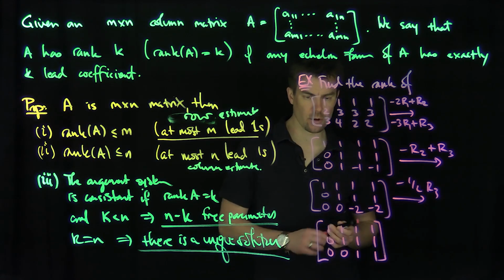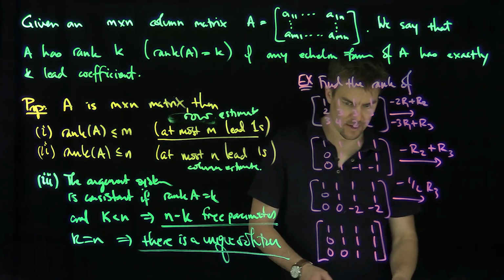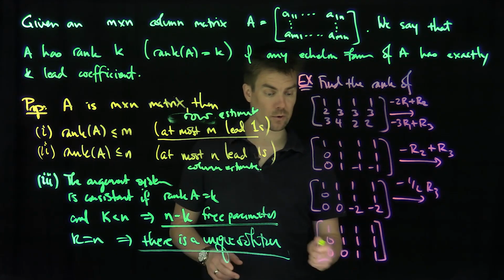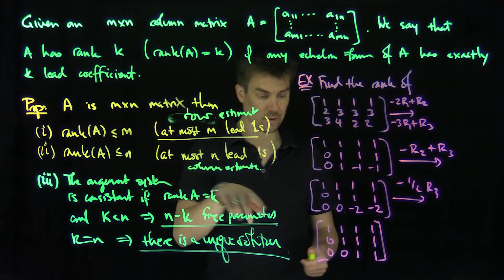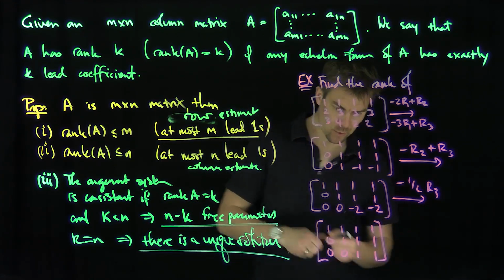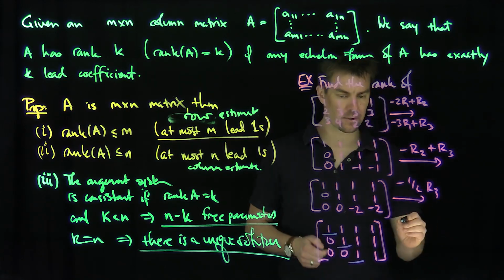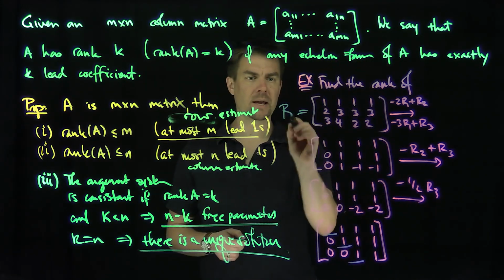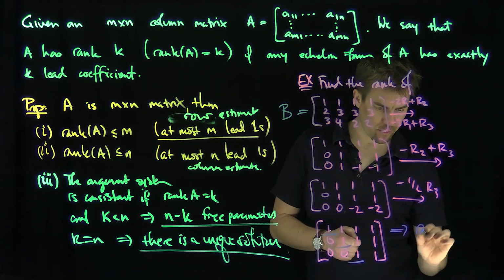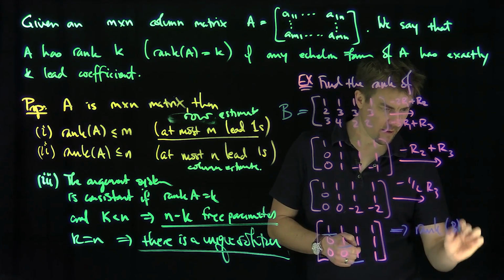And so we see how many lead coefficients we have over here. I know that the rank has to be less than or equal to the number of rows, m, and there are 3 rows here. How many lead 1s do we have? I have 1, 2, 3 lead 1s. And so if we call this matrix B, then the rank of B is equal to 3. So this is a rank 3 matrix B.